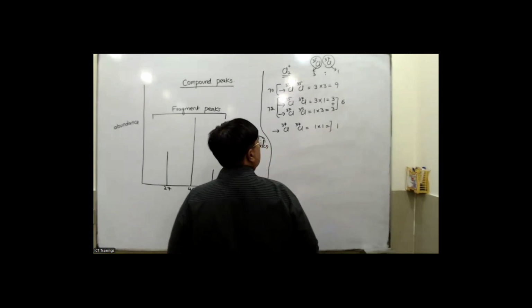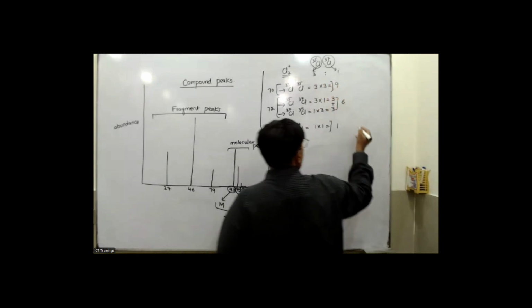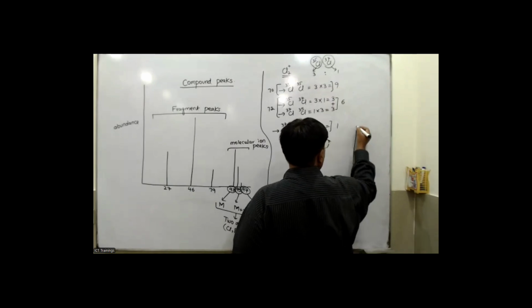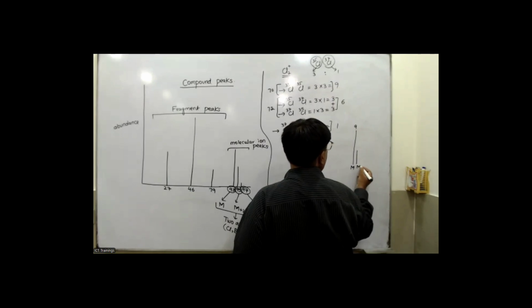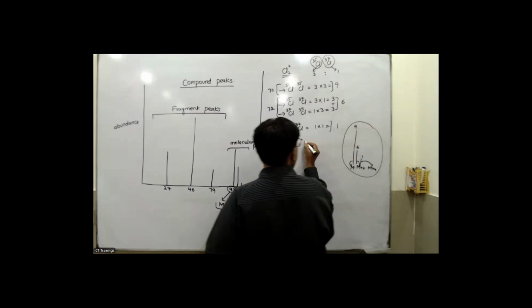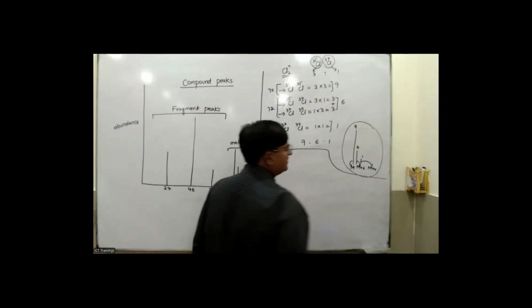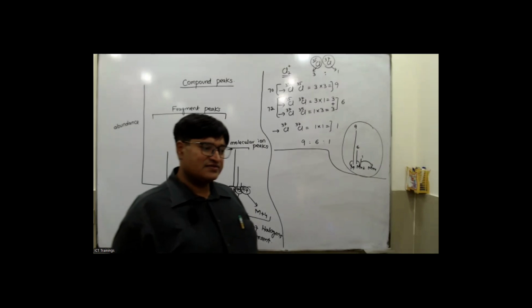Okay. So now if you look, you got the 3 peaks. The M peak would be 9, the M plus 2 peak would be of height 6, and the M plus 4 peak would be of height 1. So this is the M peak, this is the M plus 2 peak, and this is the M plus 4 peak. If the peaks are present in 9:6:1, it means two chlorine atoms are present. Did you get it, guys?